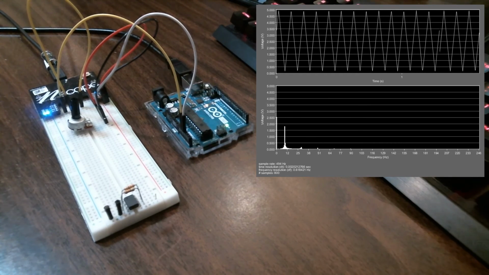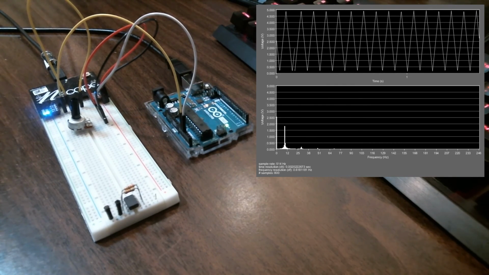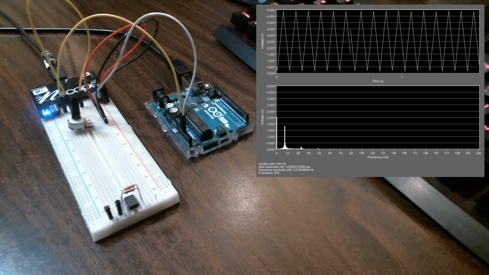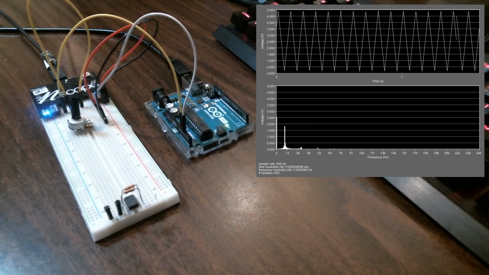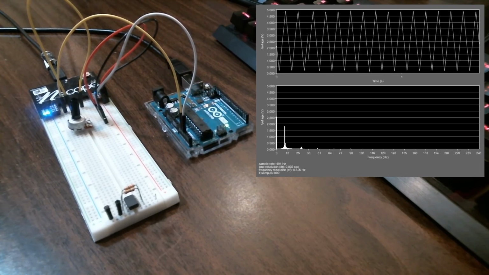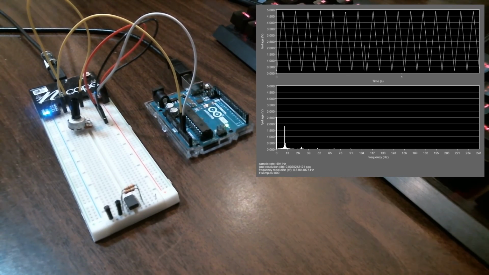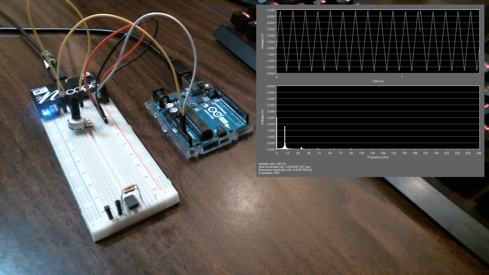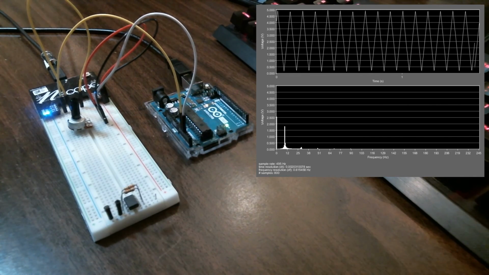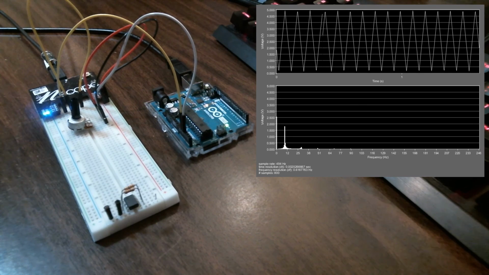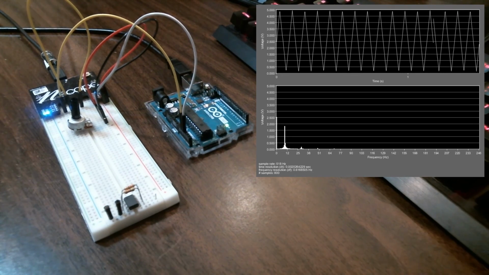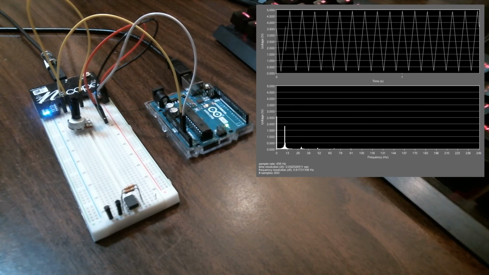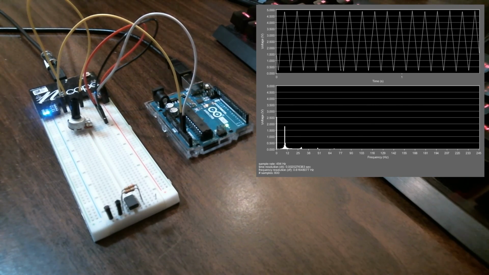Here is a demonstration of my triangle wave being sampled at a 500 Hertz frequency and being output at 10 Hertz. The DC offset does seem to oscillate just a little bit, but that's most likely because of just errors in collection here. Seems like the frequency most common is 10, right where it should be.